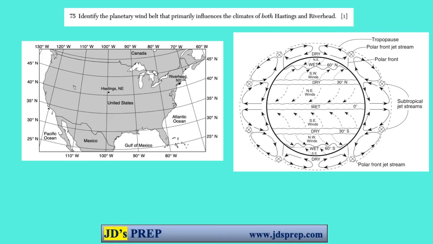And the next question asks us to identify the planetary wind belt that primarily influences the climates of both Hastings and Riverhead. So for this question, you are going to want this diagram from your data booklet. We've already gone over the fact that both Riverhead and Hastings are at the same latitude, about 41 degrees north. So we just need to look at this diagram. This here is 30 degrees north, that's 60. Hastings and Riverhead are going to be somewhere in this area, and they are going to be most influenced by the southwest winds.